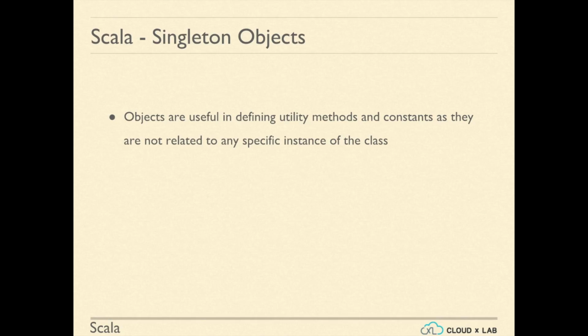Objects are useful in defining constants and utility methods as they are not related to any specific instance of the class. Utility methods take parameters and return values based on a calculation and transformation.